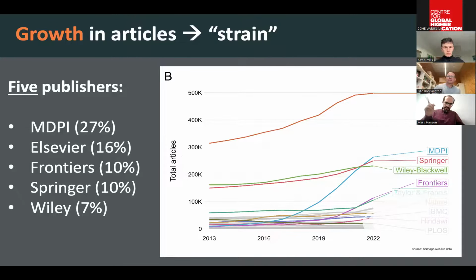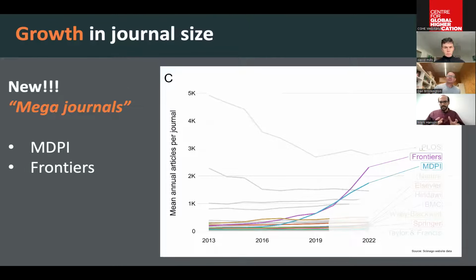But as you'll see in the next slide, they have not grown in their articles per journal. We've actually seen this growth in journal size and this rise of new mega journals. And this is something a bit unique to the groups like Frontiers and MDPI, where now almost every journal in their group is hosting thousands of articles per year.